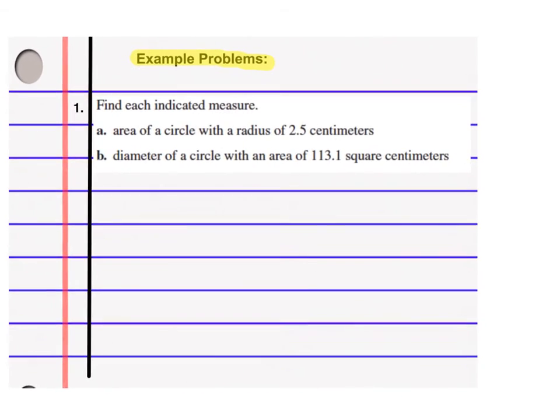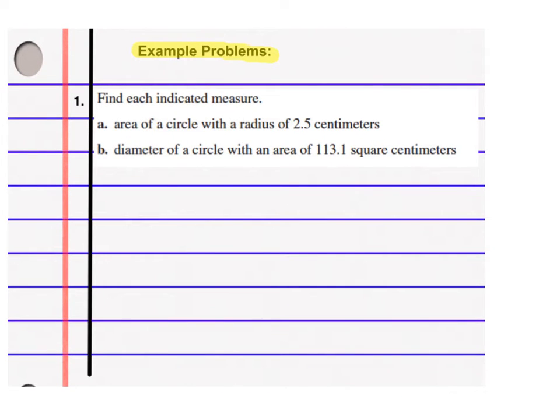All right, we are going to move on to the examples. So example 1, find each indicated measure. Part A, the area of a circle with a radius of 2.5 centimeters. So for part A, that's just finding the area. I'm using area equals pi r squared, just a regular old circle. My radius, it tells me right there, is 2.5.